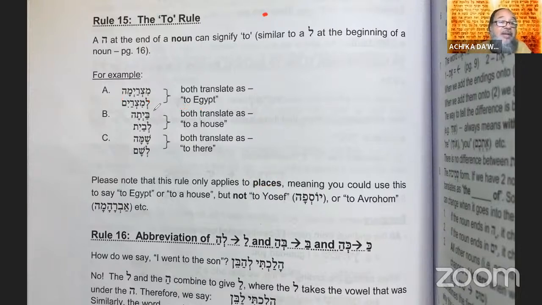And here's another example. To a house. So it's bayita. Okay. Bayita versus la bayith. Same thing. That ah on the end right there means to.